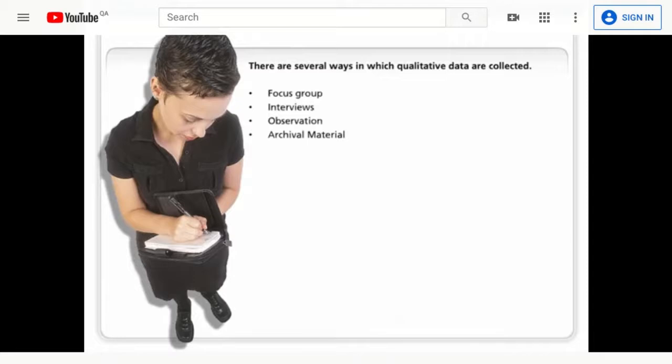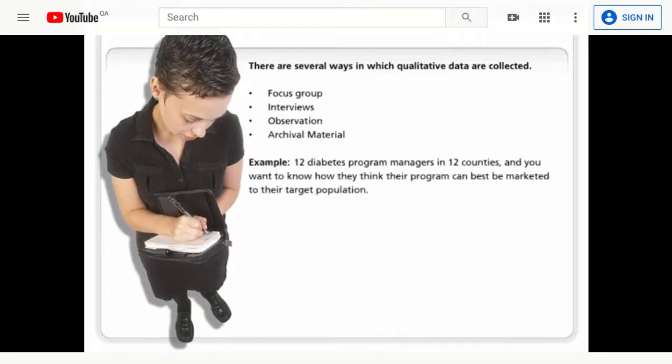Let's think through this example. Say you're interested in the opinions of diabetes program managers in how to market diabetes education to the target population. You may consider conducting key informant interviews with the 12 managers, or you can convene a focus group to capture the group thinking on this topic.